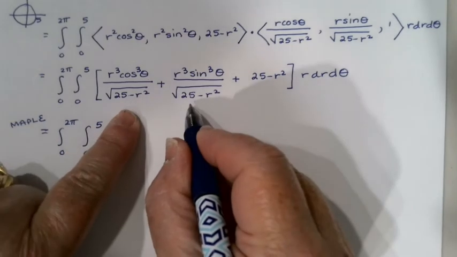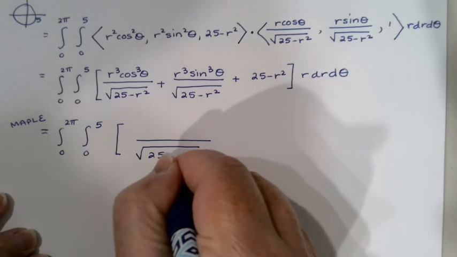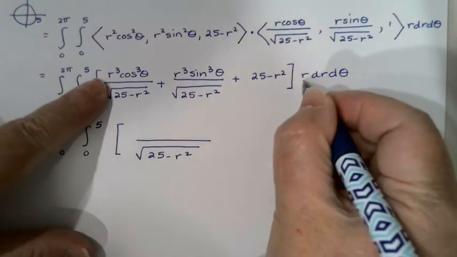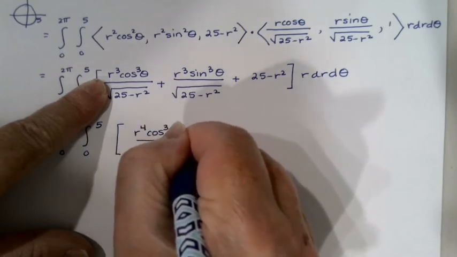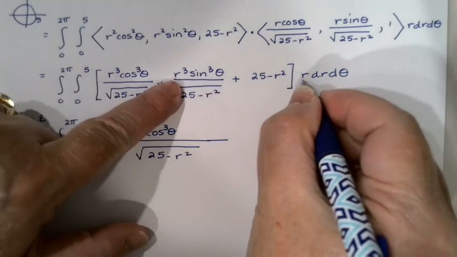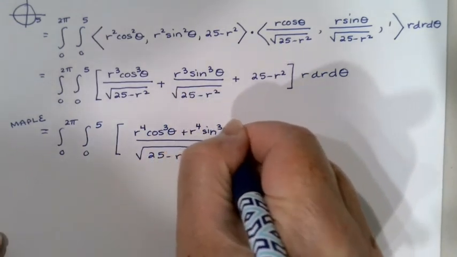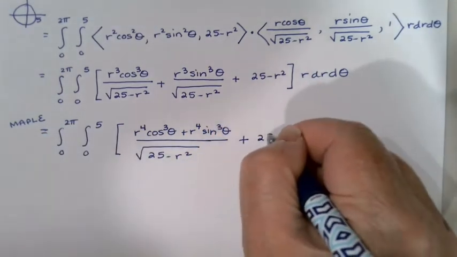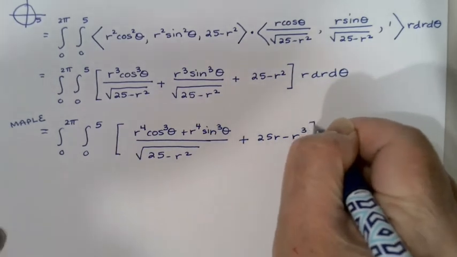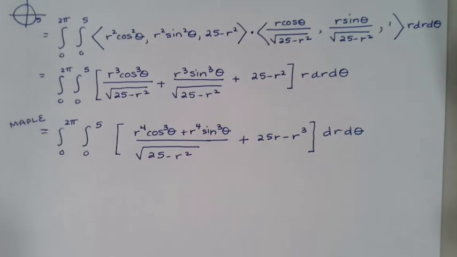So this is a common denominator. So I'm going to put those two terms together over that common denominator. And that's going to become r to the 4th cos cubed theta plus another r to the 4th sine cubed theta. And that'll become a plus 25r minus r cubed. There. All right, and that's what I'm going to type into Maple.